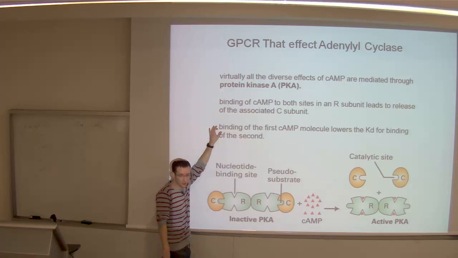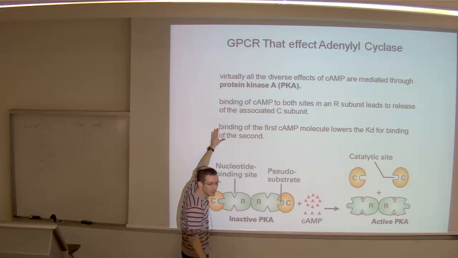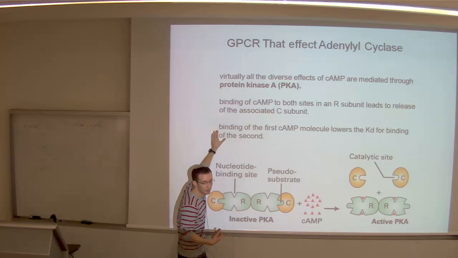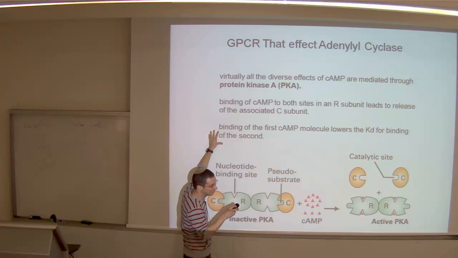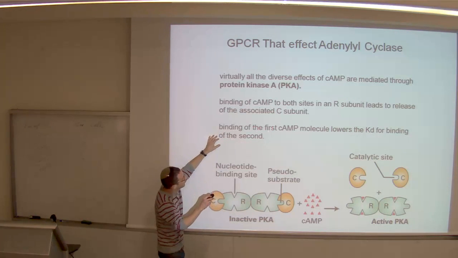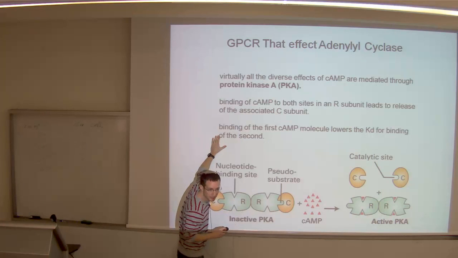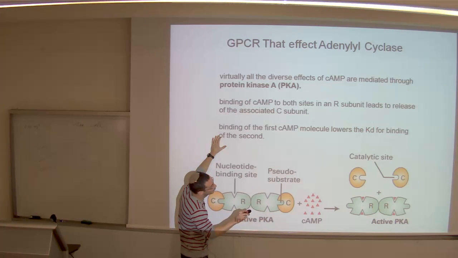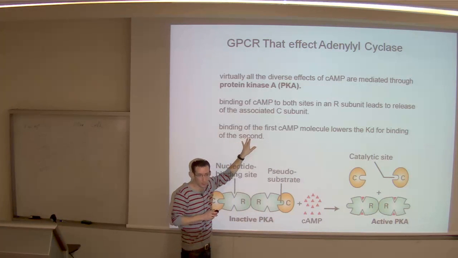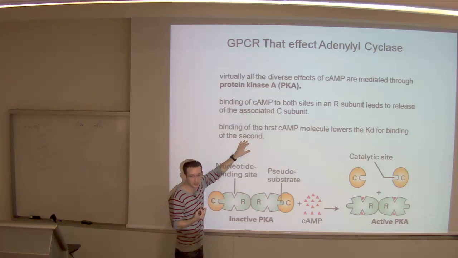So the phrasing the researchers sometimes use is the following. Let's see, we understand it because we learned the terms that are in it. Binding of the first cyclic AMP to PKA lowers the dissociation constant for binding of the second one. Why is it a positive cooperativity that's described here and not a negative one?